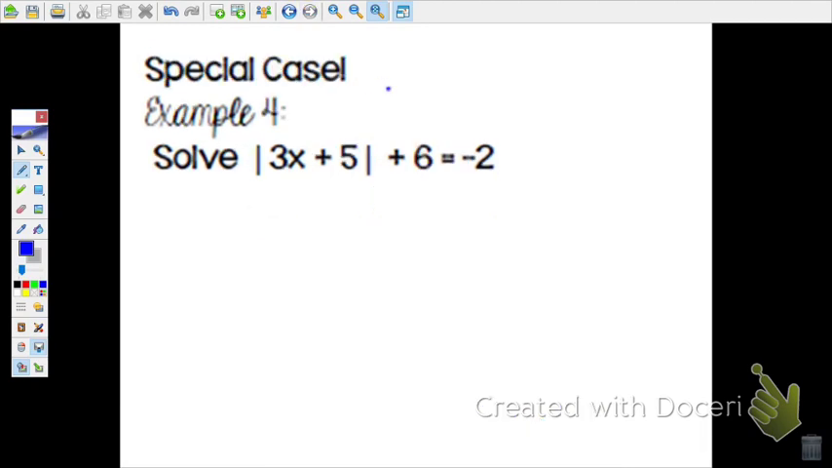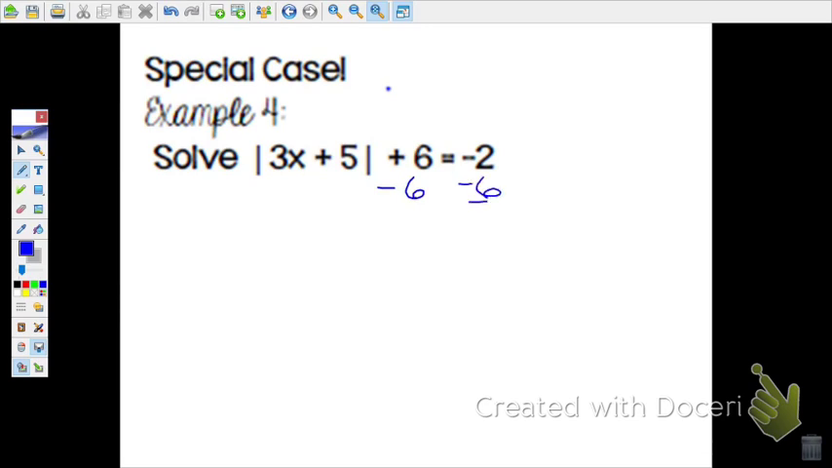The last example, they tell us, is a special case, so we're going to start working it and see what makes it a special case. So again, the first thing we have to do is the absolute value all by itself; we can't make any determination right now. You have to do that first step. You can't make the determination now just from seeing a negative. So here we need to get the absolute value by itself.